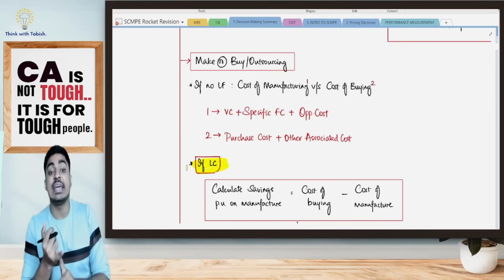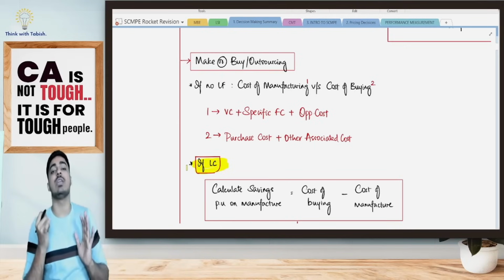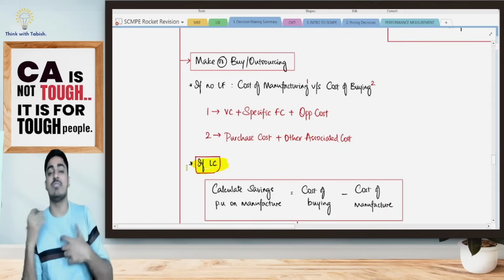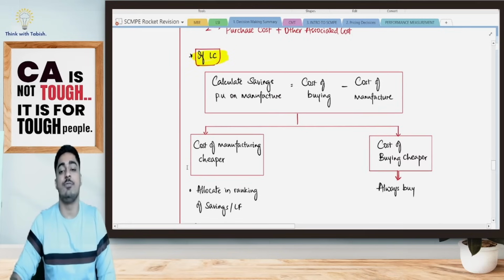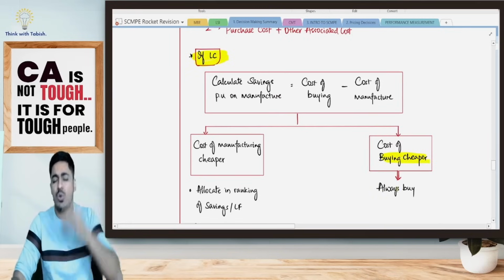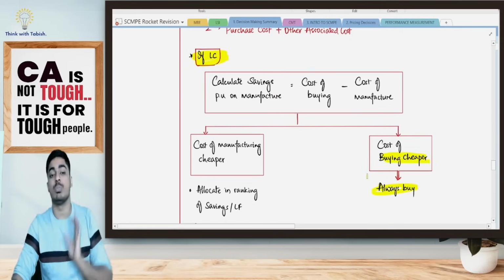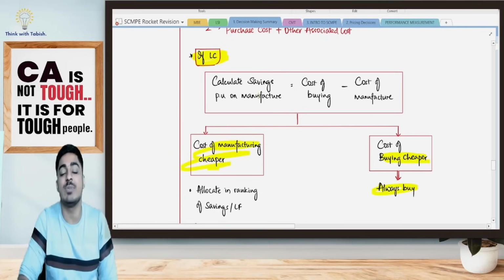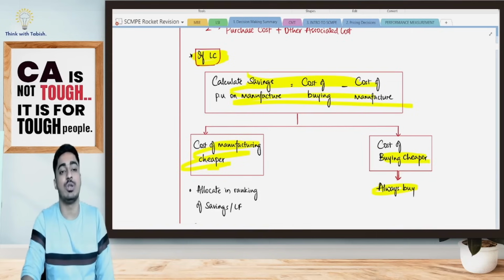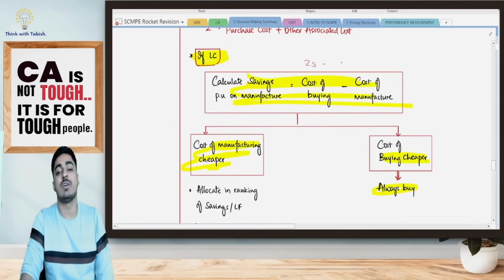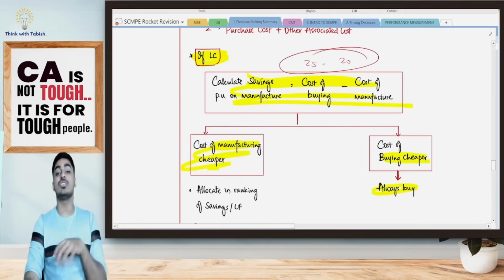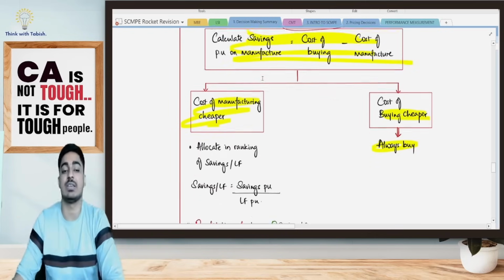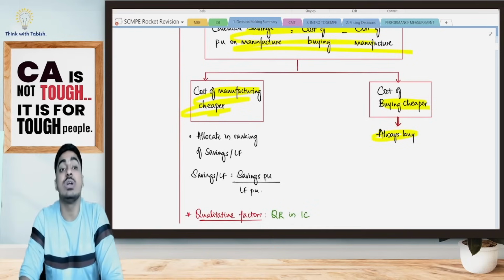Firstly, calculate the savings per unit on manufacturing. If you are manufacturing on your own, are you having savings or are you incurring extra cost? If your buying cost is cheaper, always close your eyes, buy it. If your manufacturing cost is cheaper, you've calculated how much you can save by manufacturing on your own. Say, for example, your buying cost is 25, your manufacturing cost is 20. If I manufacture on my own, I can save 5 rupees. That is the savings per unit on manufacture. Now you are telling, I don't want savings per unit.